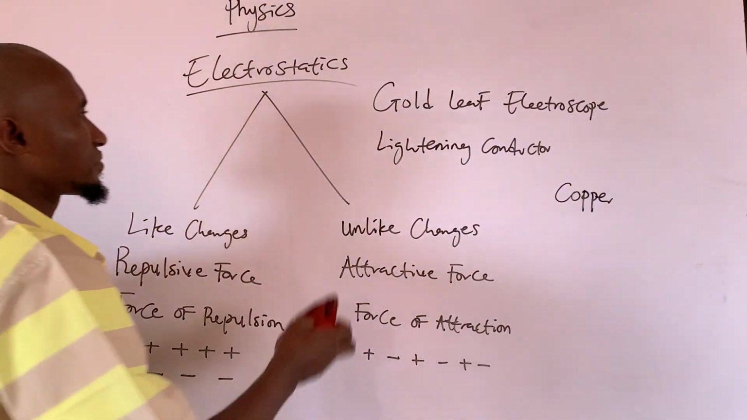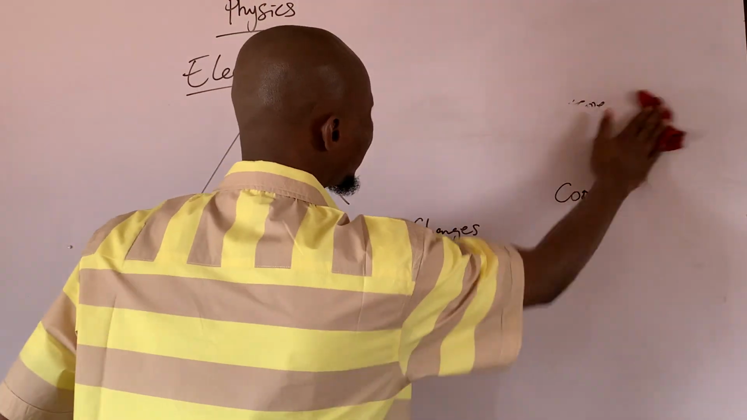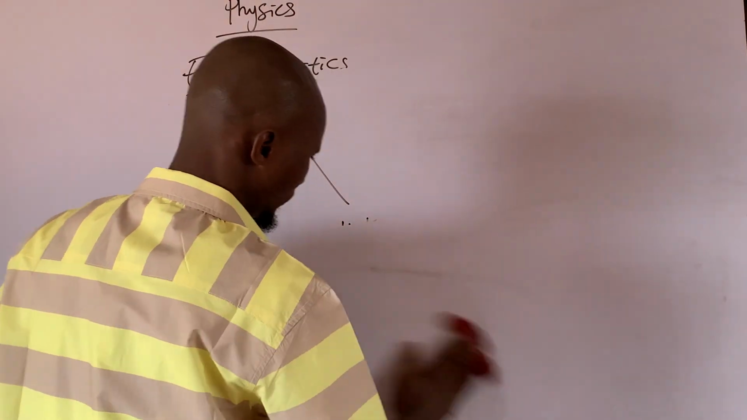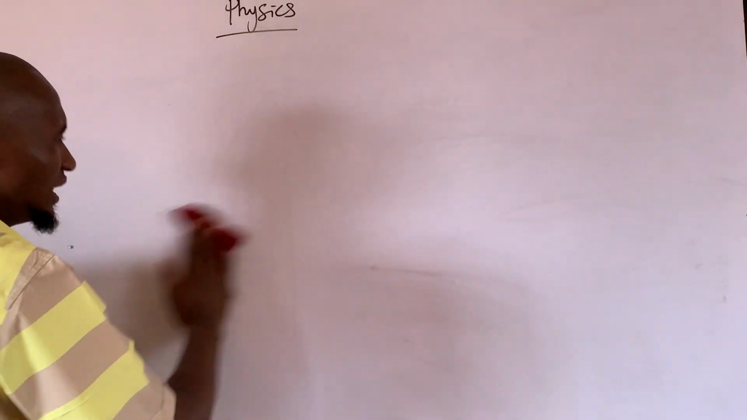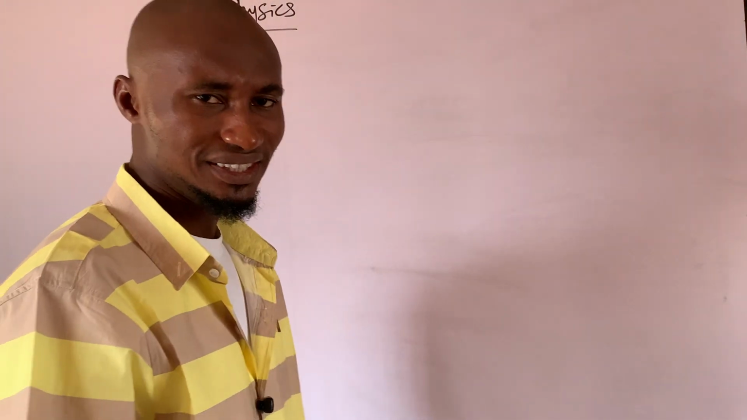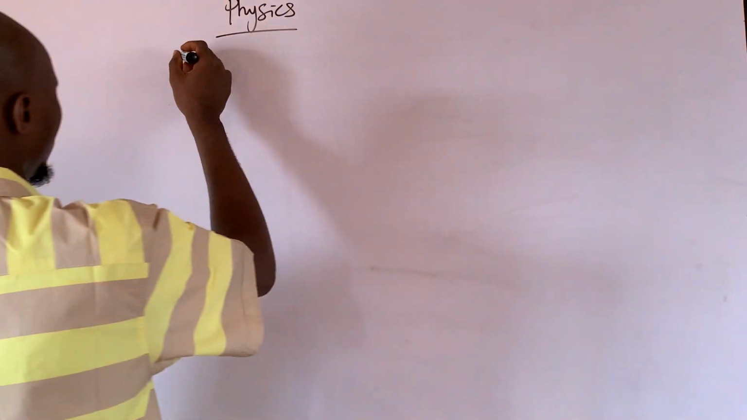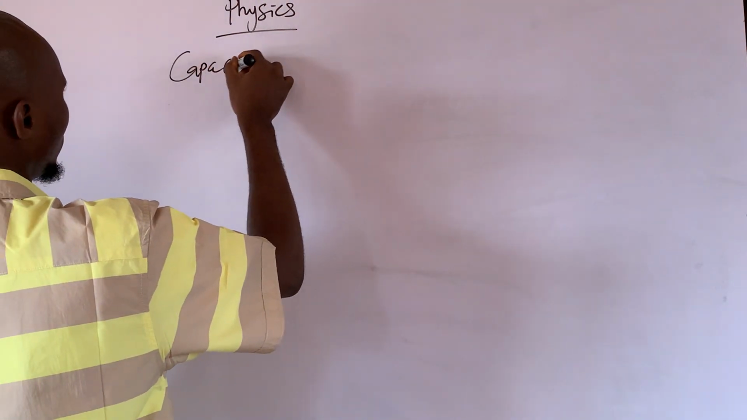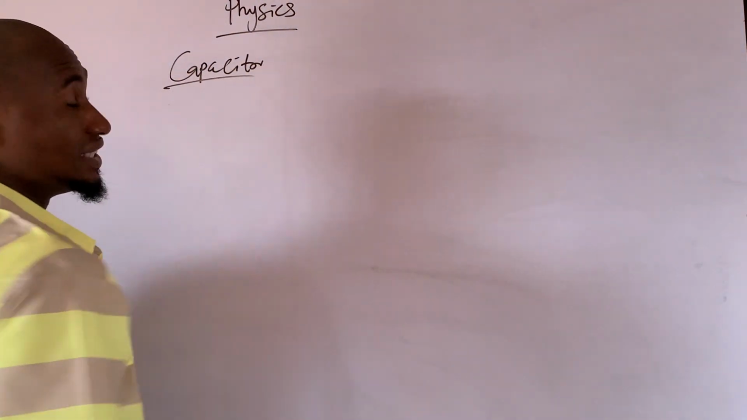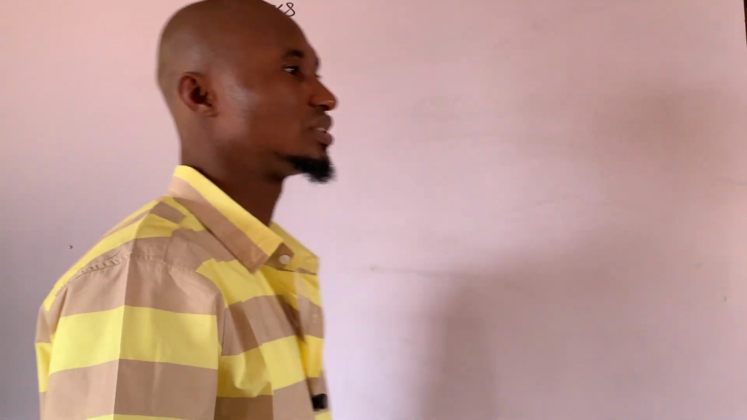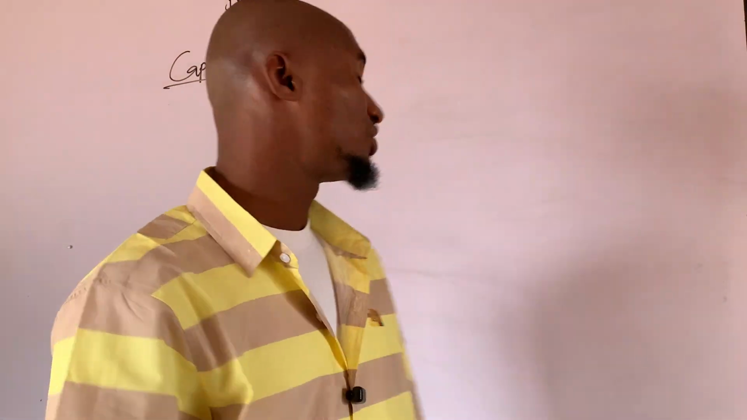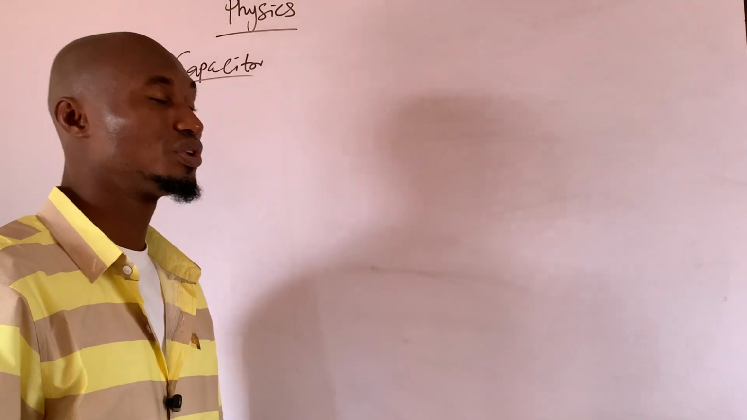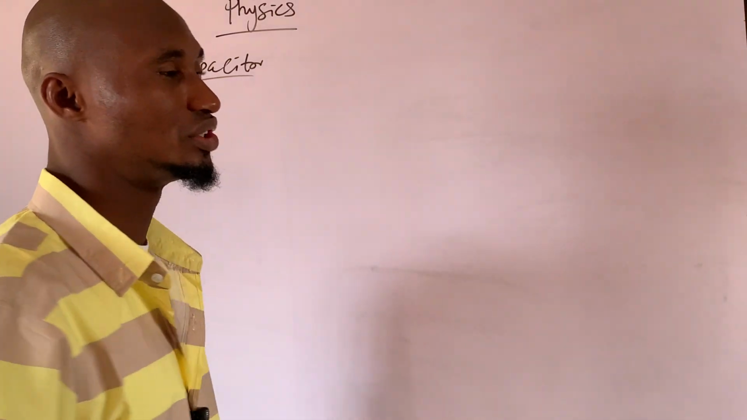Now, okay, on that note, what is a capacitor? Capacitor is any device that stores charge. Any device that stores charge is what? Capacitor. Good. Now, I forgot to tell you about electrophorus, but remember I told you today we are talking about what? Capacitor and its calculation.